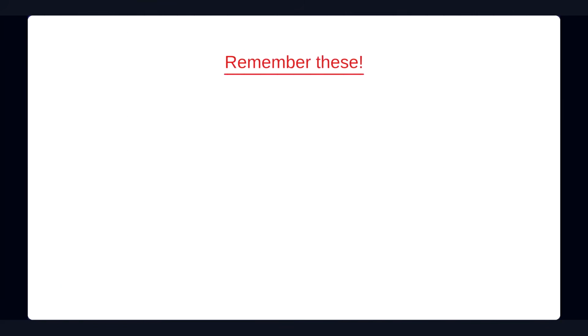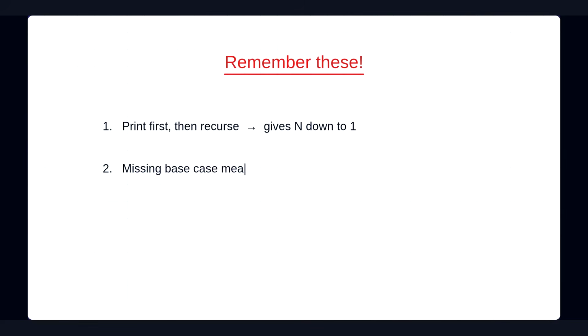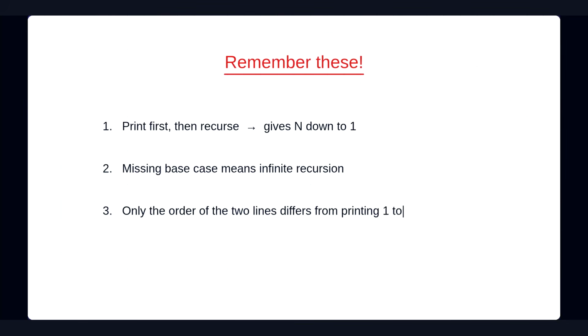Remember these? First, printing before the recursive call is what gives you n down to 1, the exact opposite of recursing first. Second, always include the base case at 0, or it never stops. And third, notice that counting up and counting down differ only in which of the 2 lines comes first, a lovely little lesson about how order controls recursion.